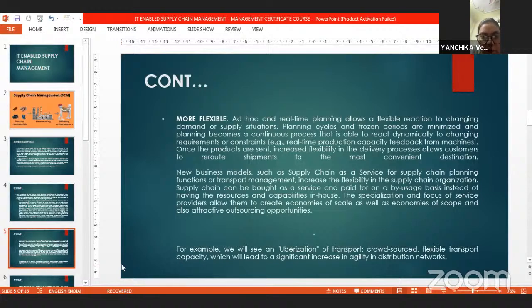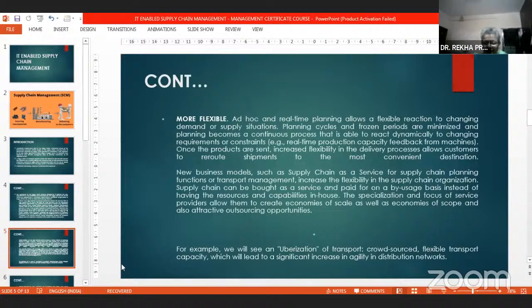Supply chain can be bought as a service and paid for on a usage basis instead of having the resources and capabilities in house. The specialization and the focus of service providers allow them to create economies of scale as well as economies of scope, and also attractive outsourcing opportunities. For example, we will see the Uberization of transport.